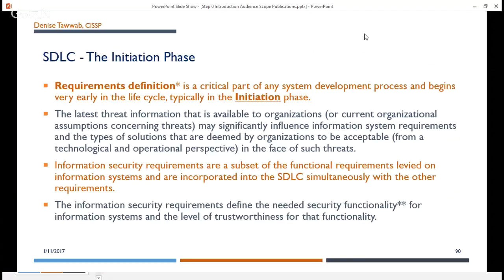So you've got your functional requirements for whatever system you're standing up or modifying or running, what that system must do, but you also have information security requirements depending on the type of information that's flowing through that system. The information security requirements define the needed security functionality for information systems and the level of trustworthiness for that functionality.